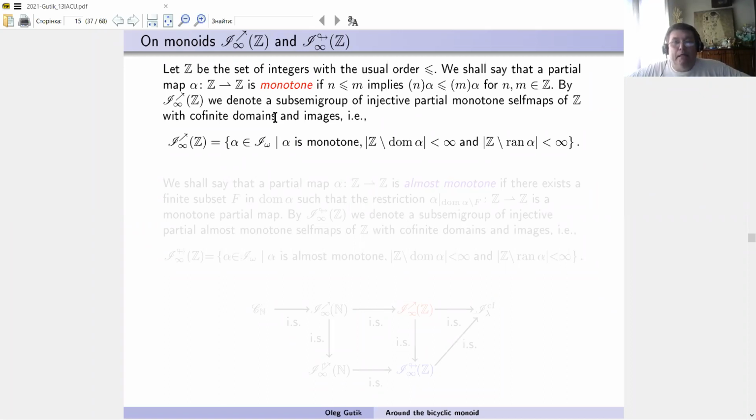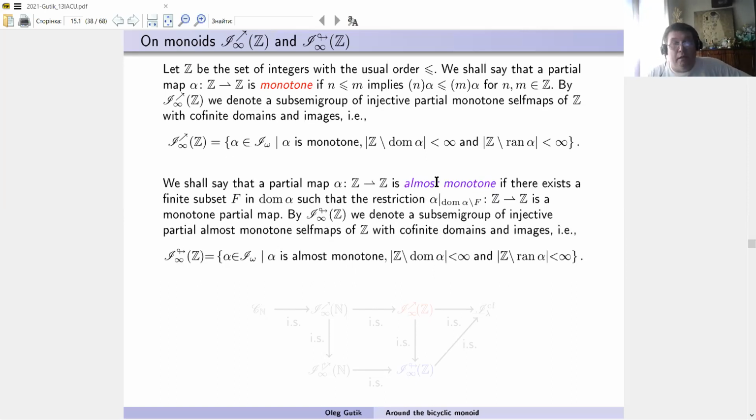Next, it is obvious that any partial cofinite monotone or almost monotone bijection can be extended from the set of positive integers to the set of all integers. And we introduce the following two semigroups, the same semigroups but for the set of all integers. And we always have such inclusions as in inverse semigroups.